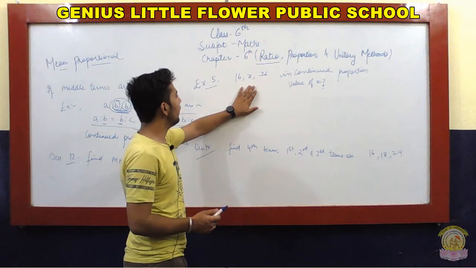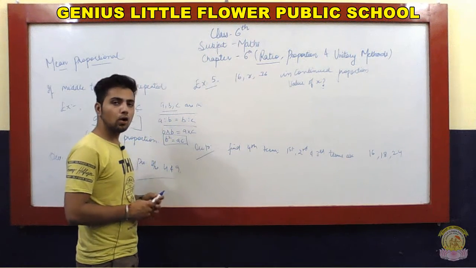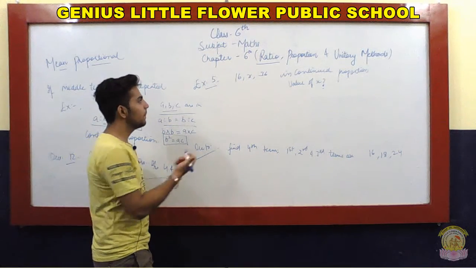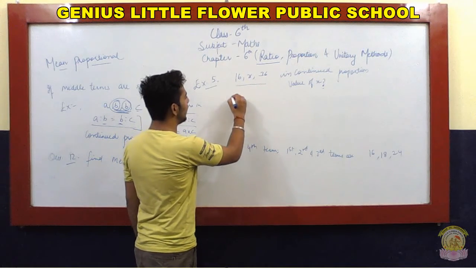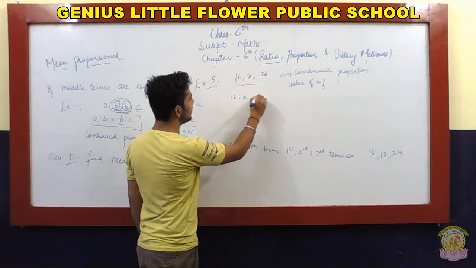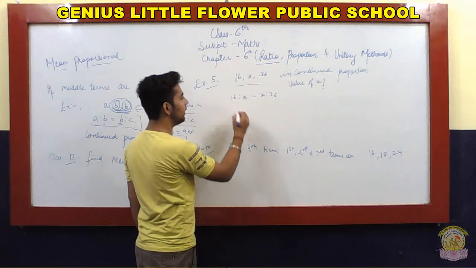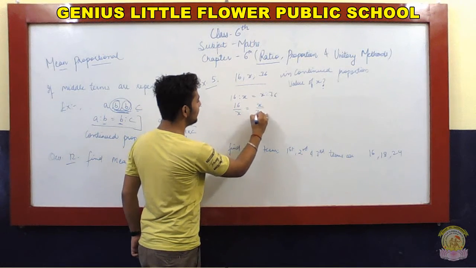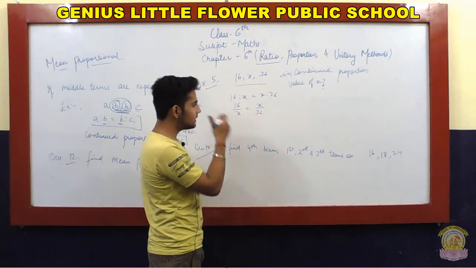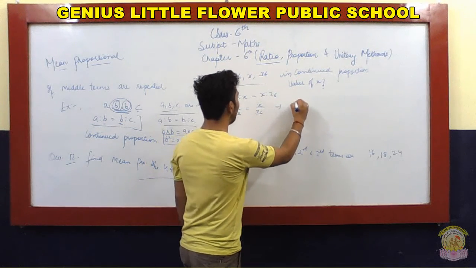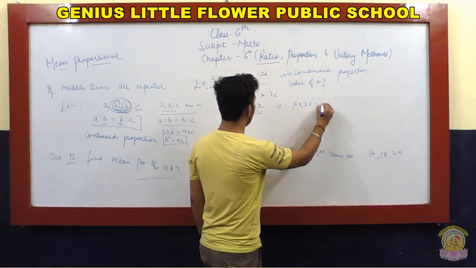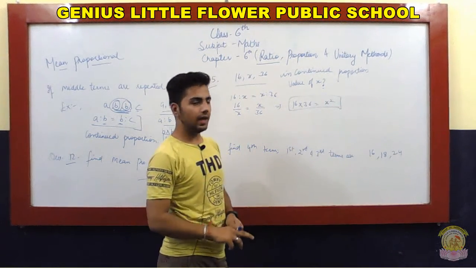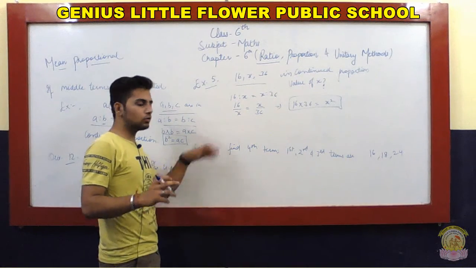Now here 16, x and 36 are in continued proportion, and you have to find the value of x. If they are in continued proportion, we can write 16 ratio x is equal to x ratio 36. So you will have 16 by x is equal to x by 36. Cross multiplying both sides, we will have 16 into 36 equal to x square. Now you can solve this and find the value of x, because the same is given in your books also.